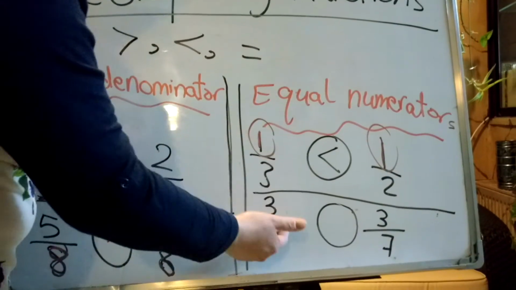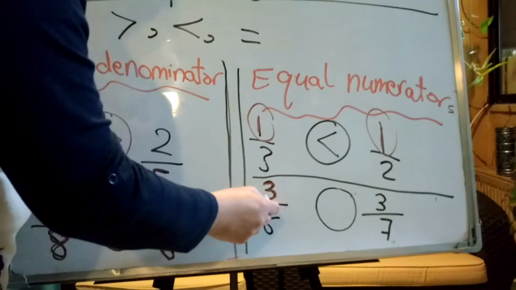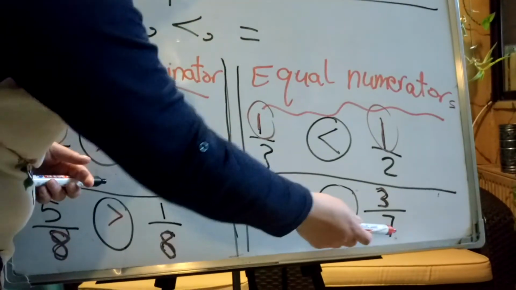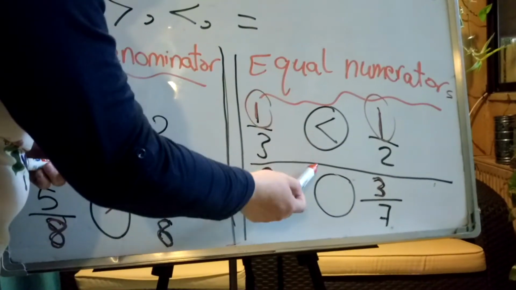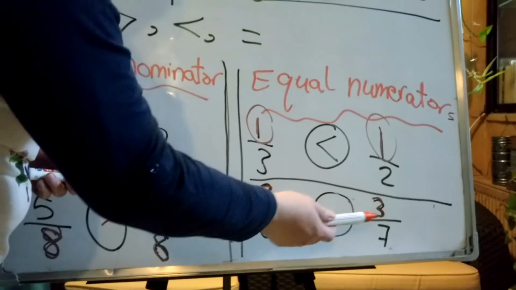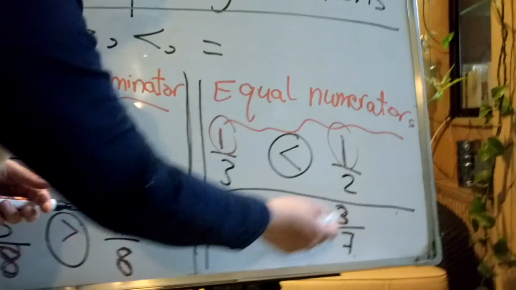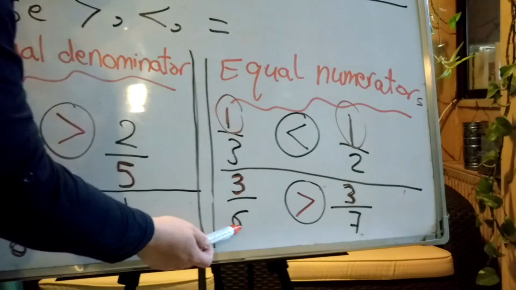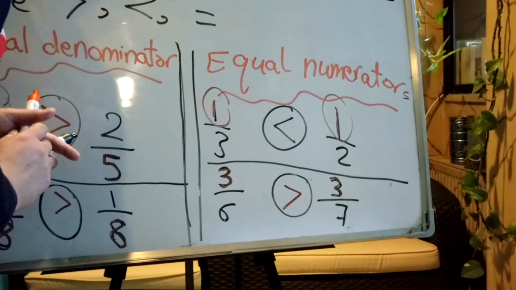Let's go now to the second one. When you also have equal numerators, 3 and 3, which one here is greater, the 6 or the 7? I know that the 7 is greater, but in this situation, we follow the opposite rule, which means that 3/6 will be greater than 3/7. I know that the 7 is greater than 6, but 3/6 is greater than 3/7.